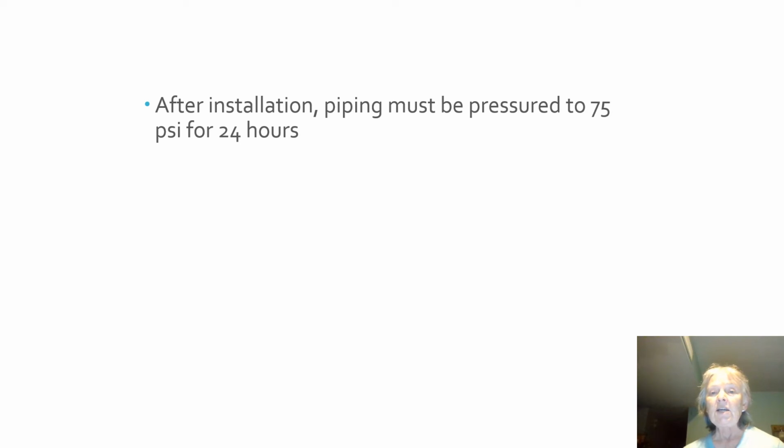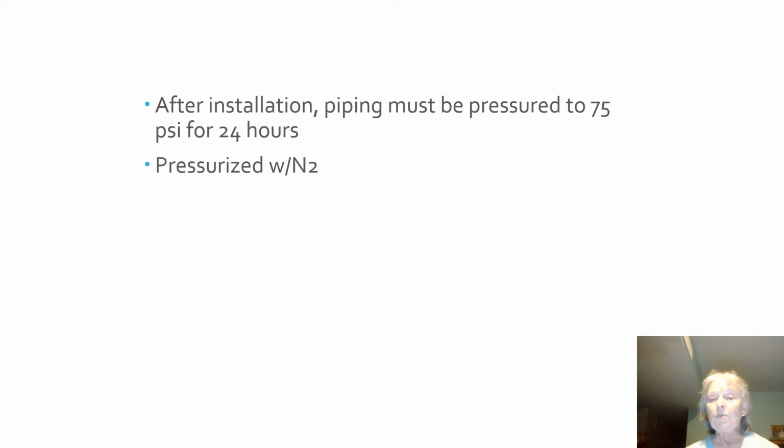So after installation, the system has to be pressurized to 75 psi for 24 hours. What we're trying to find out with this is, do you have any leaks in the system? Is everything the way it's supposed to be? Are all the joints sealed like they're supposed to be? Is the copper the right standard weight copper? Was there an accident on the way to the facility and the material got bent or something? We need to make sure that everything is going to work like it's supposed to.